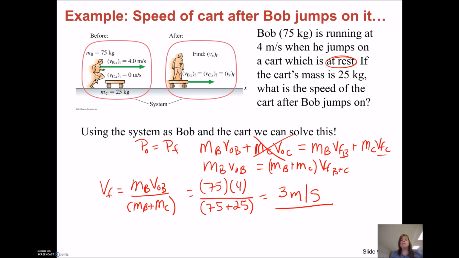And that should make sense because with momentum, if mass goes up, speed goes down. When Bob jumps on the cart, his total mass is up, which means his speed has to go down. And momentum's conserved because there are no external forces. All we're looking at is the interactions between Bob and the cart.